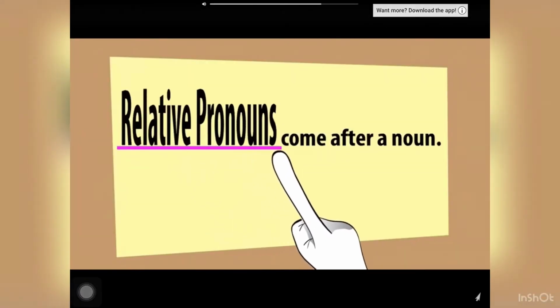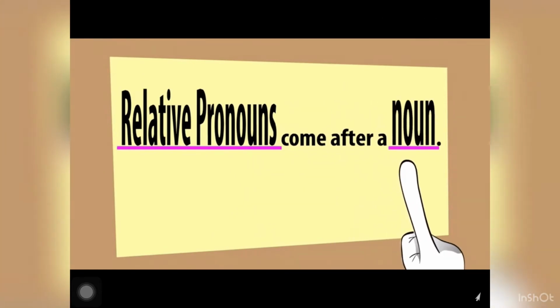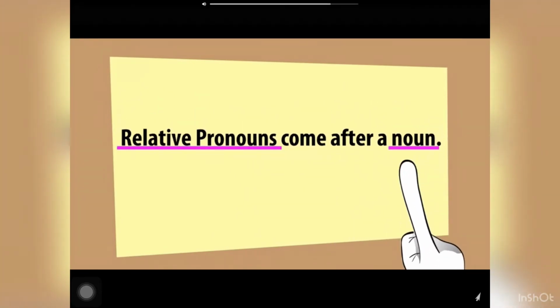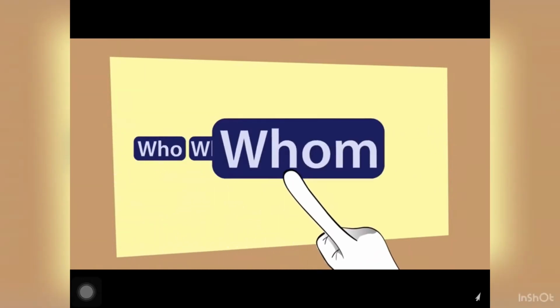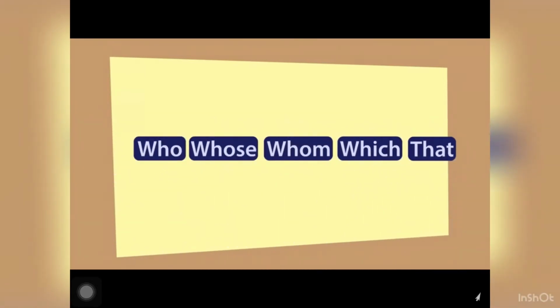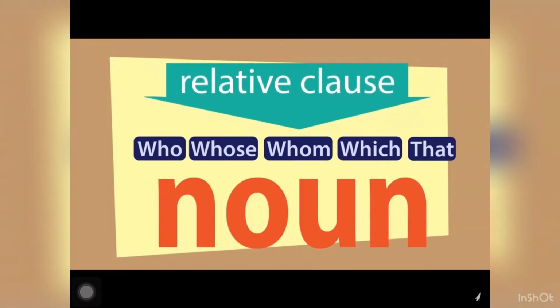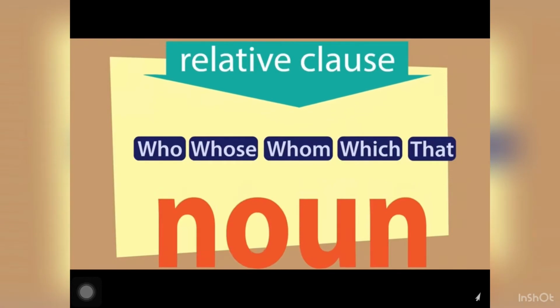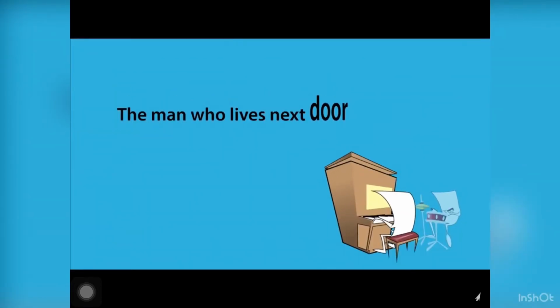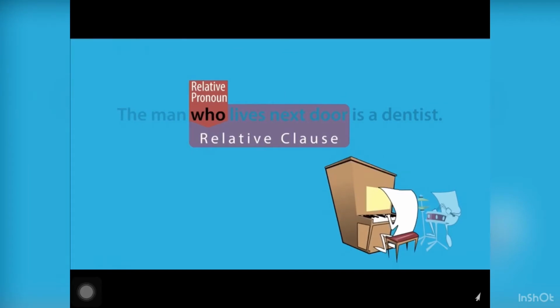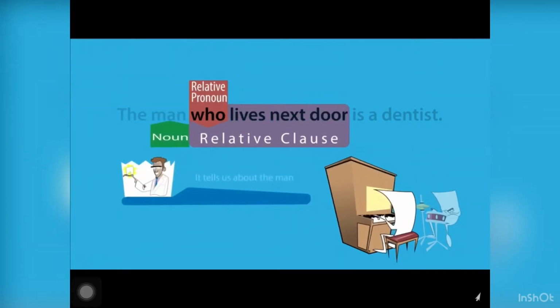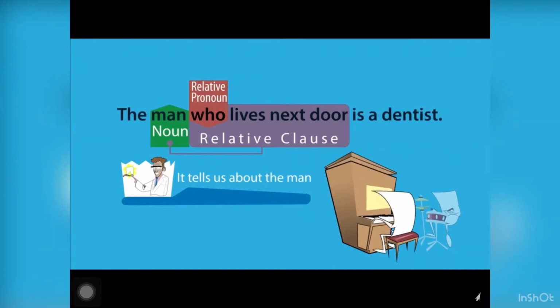Relative pronouns come after a noun. Who, whose, whom, which, that. They introduce a relative clause that tells you about the noun. The man who lives next door is a dentist. The relative pronoun is who. The relative clause is who lives next door. It tells us about the man.